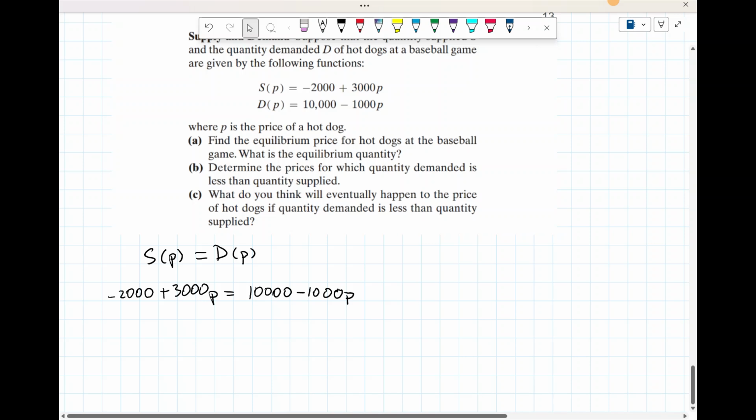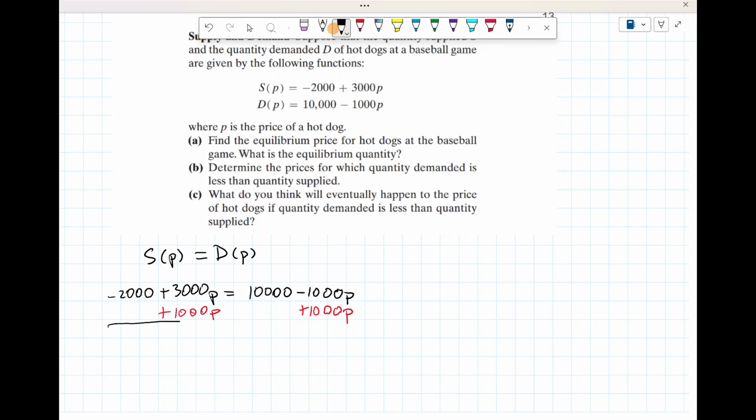So again, I have a variable term on both sides. I have a number term on both sides. What I like to do in this situation is get rid of the smaller variable term, which would be negative 1,000 P. So I'm going to add 1,000 P to both sides. These cancel out. I'm left with negative 2,000 plus 4,000 P equals 10,000.